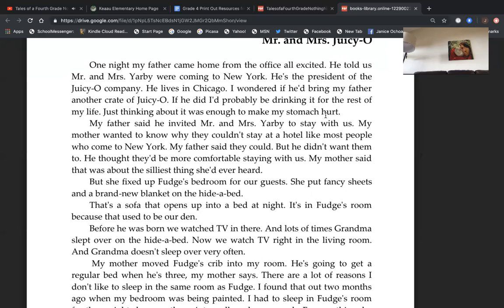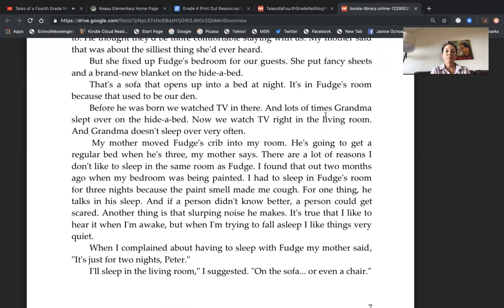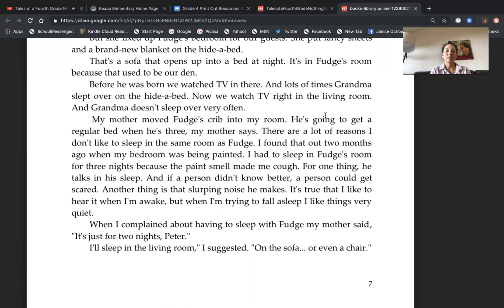She put fancy sheets and a brand new blanket on the hide-a-bed. That's a sofa that opens up into a bed at night. It's in Fudge's room because that used to be our den. Before he was born, we watched TV in there. And lots of times, Grandma slept over on the hide-a-bed. Now we watch TV right in the living room, and Grandma doesn't sleep over very often. My mother moved Fudge's crib into my room. He's going to get a regular bed when he's there, my mother says.